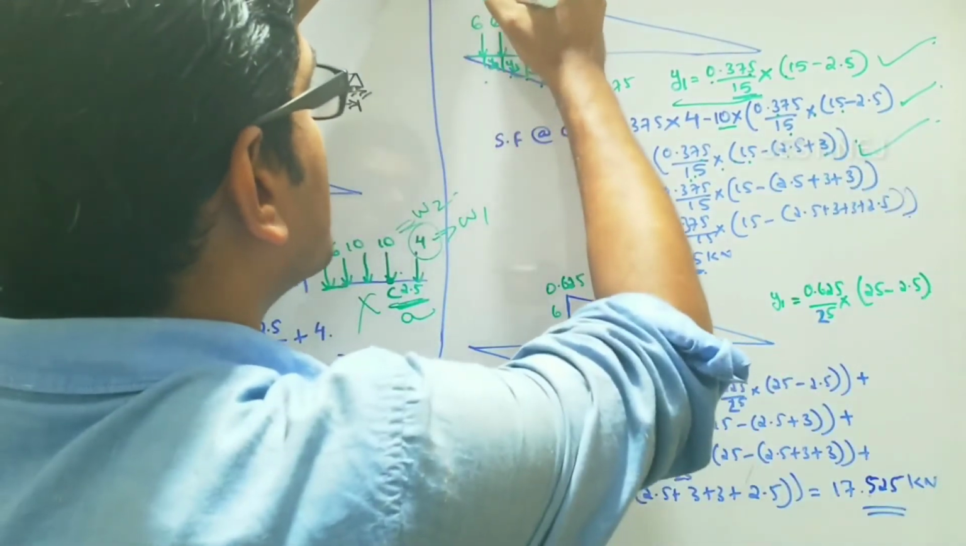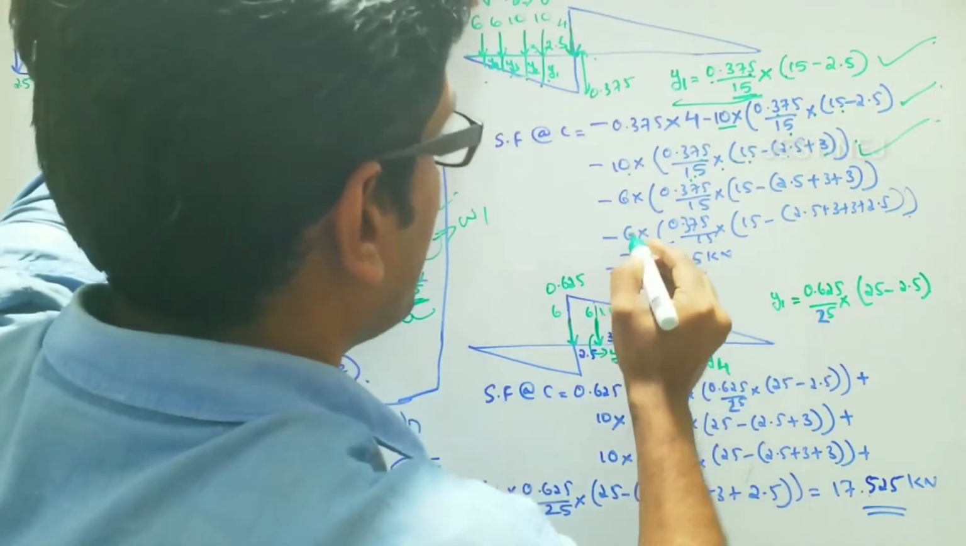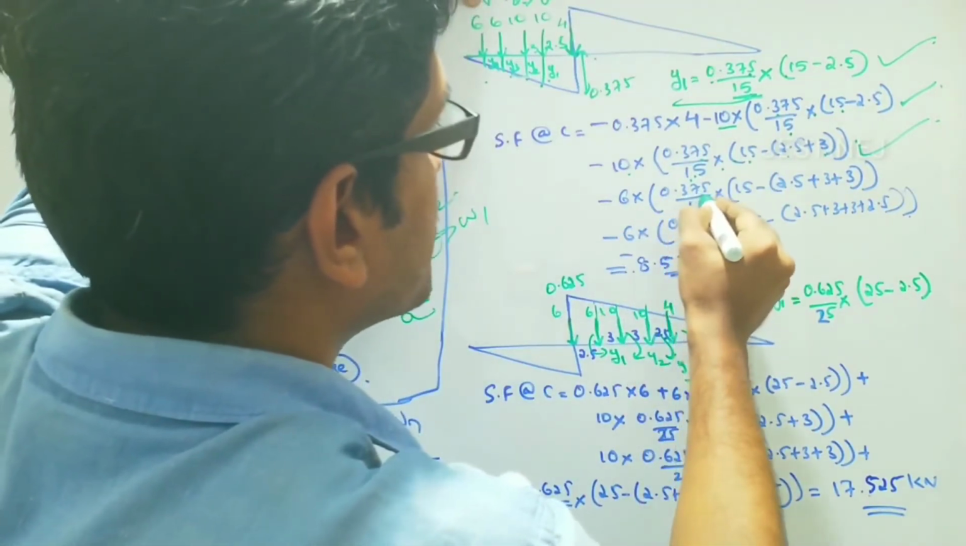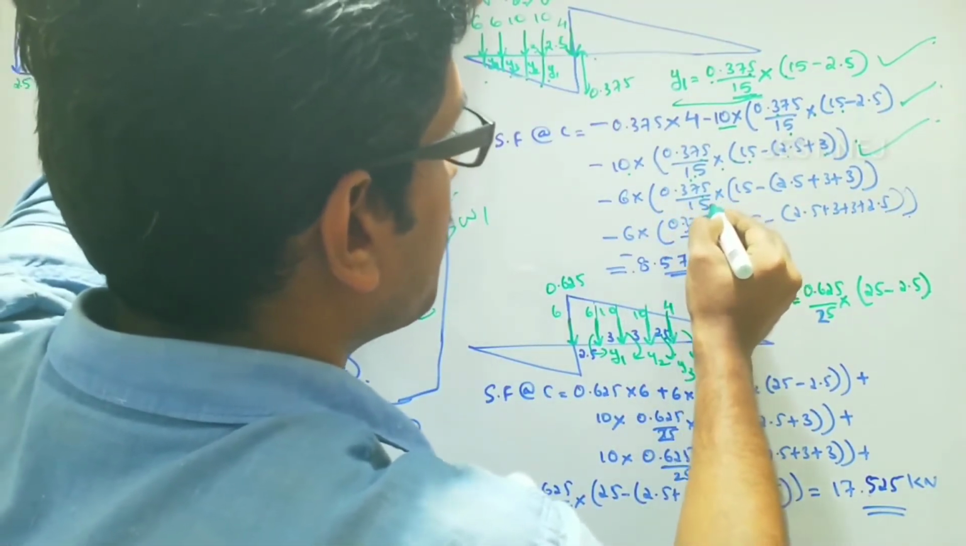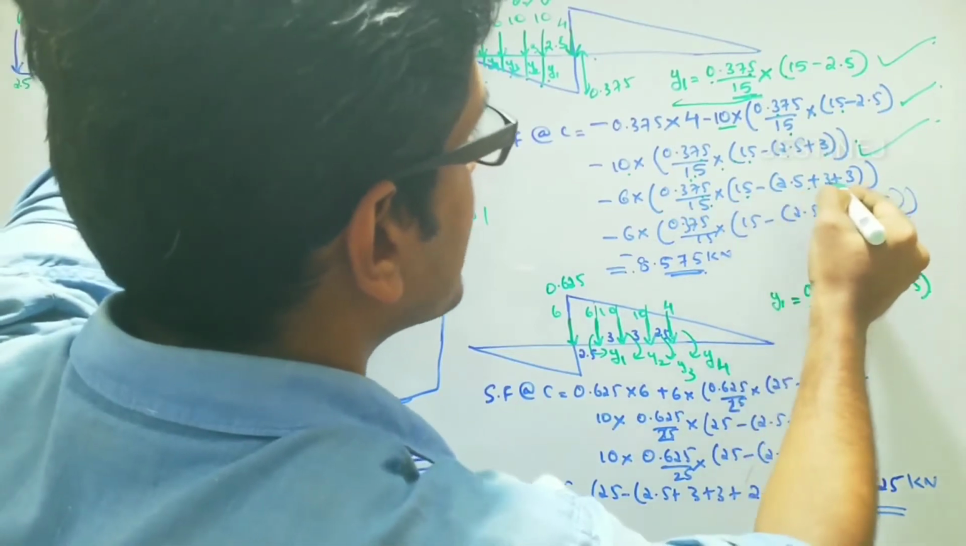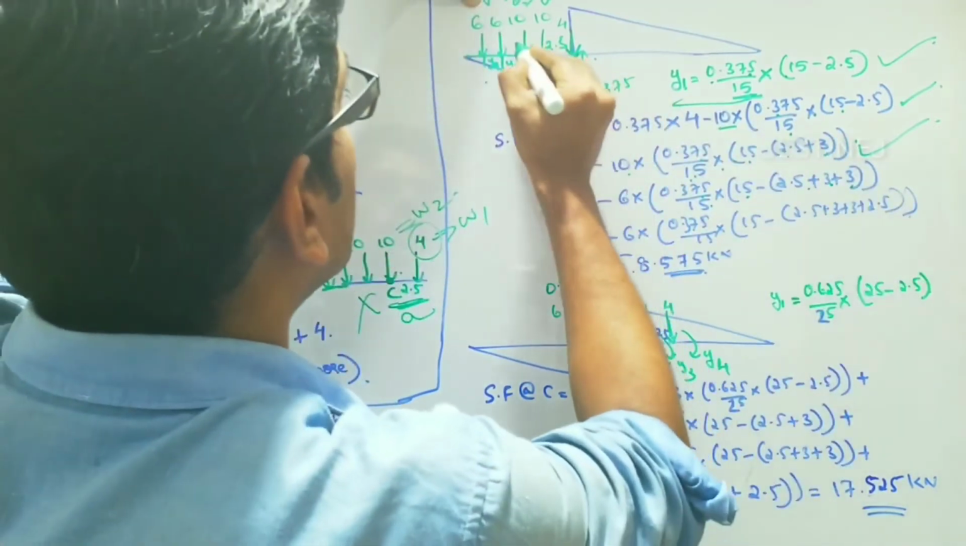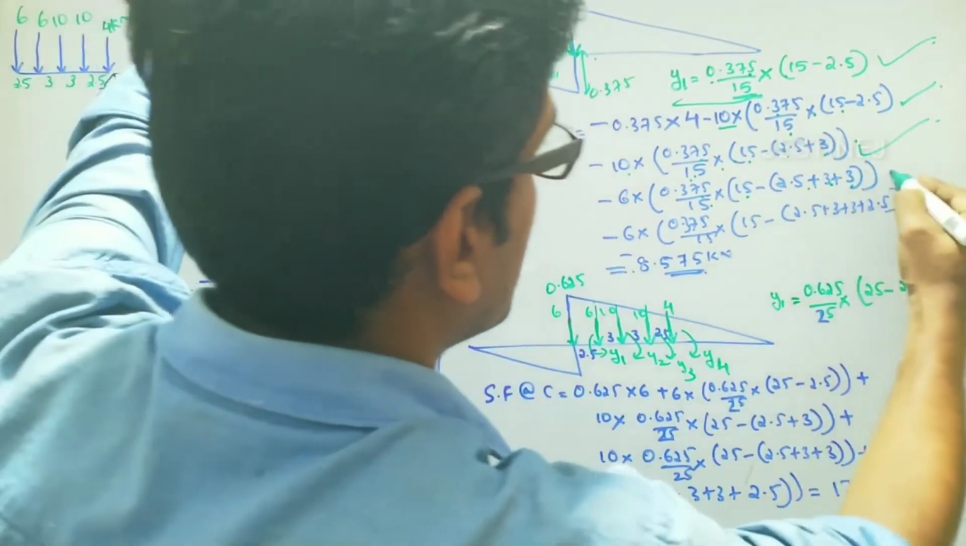After that, you have to consider W4, that is minus 6 multiplied by 0.375 by 15, multiplied by 15 minus 2.5 plus 3 plus 3. Again, here also 3. That is also over.